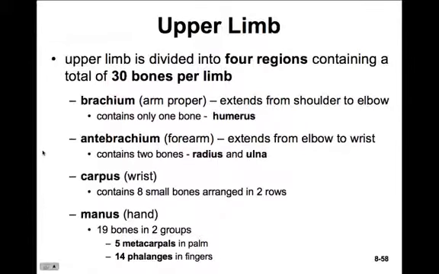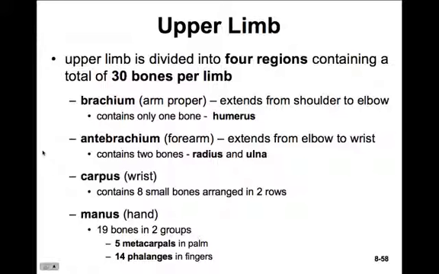Now let's move on to the bones of the upper limb. The upper limb is divided into 4 regions. It contains a total of 30 different bones in each limb. The brachium is the upper arm, or the arm proper. It extends from the shoulder to the elbow, and it contains only 1 bone, so that's pretty simple.